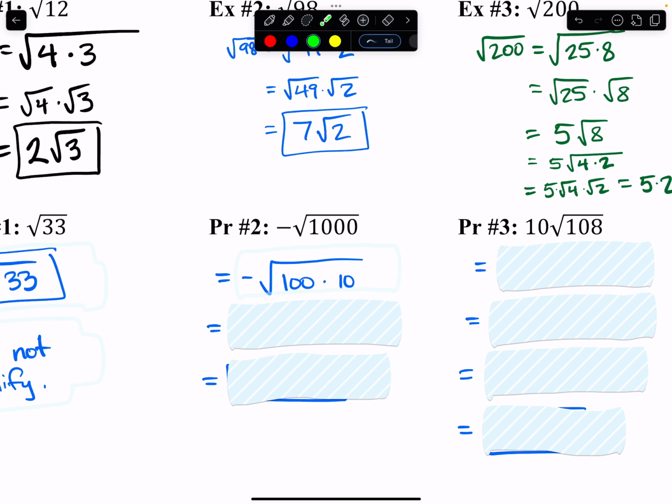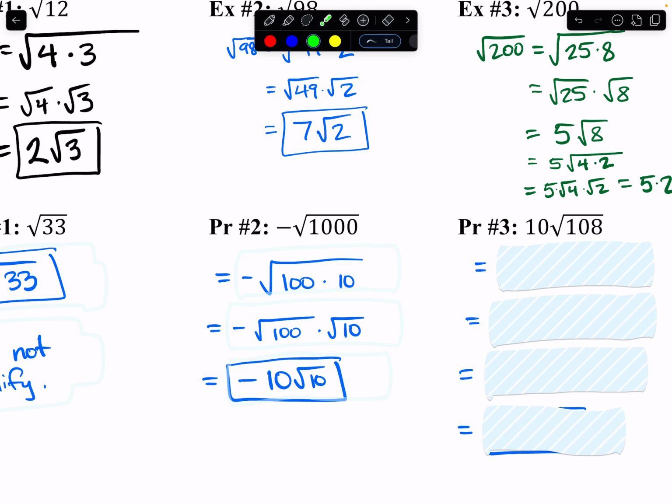That's not the case for number 2, though. The largest perfect square that's a factor of 1,000 is 100. So we can split that up into 2 square roots, and we know the square root of 100 is just 10. So our final answer is negative 10 times the square root of 10.